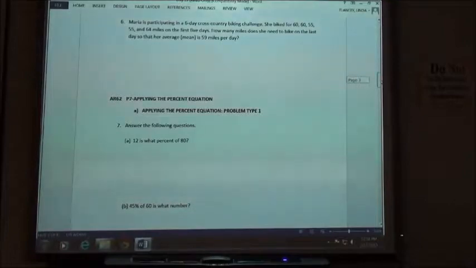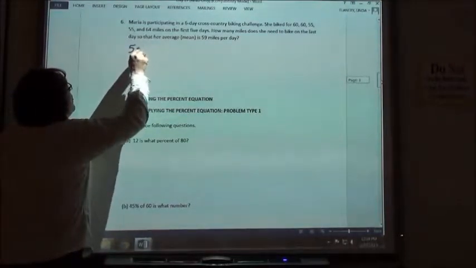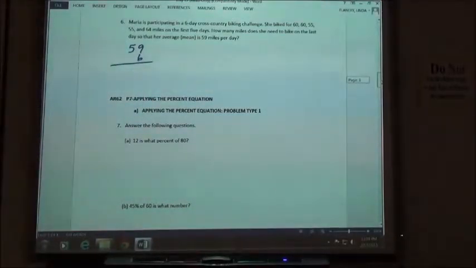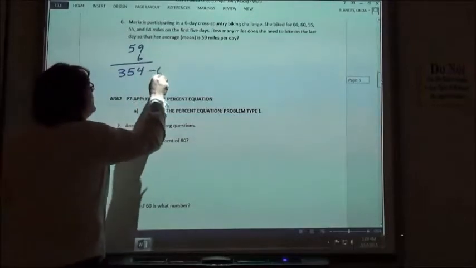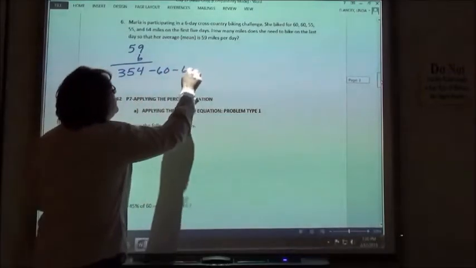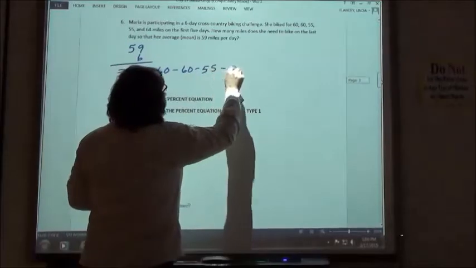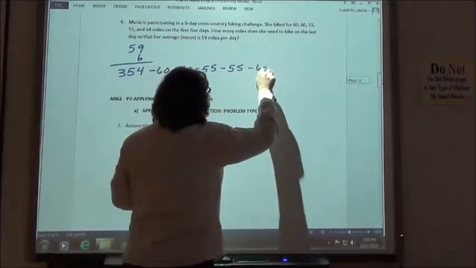So if I want my average to be 59 miles a day on my 6-day biking challenge, what am I going to do first? 59 times 6, to find out the total miles I need over the course of that 6 days. 354. So if she needs a total of 354 miles, she's already biked some of them. So we're going to subtract off the 60, another 60, a 55, another 55, and a 64 to see how many she has to do on that last day.